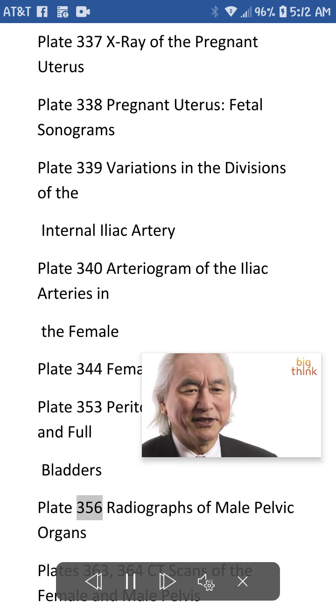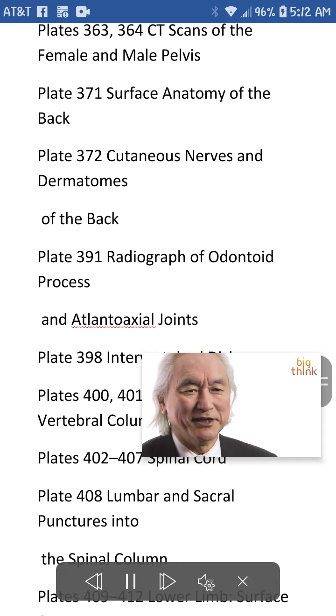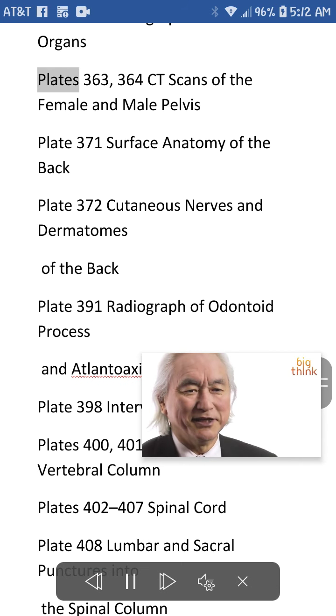Plate 356, radiographs of male pelvic organs. Plates 363, 364, CT scans of the female and male pelvis. Plate 371, surface anatomy of the back. Plate 372, cutaneous nerves and dermatomes of the back.